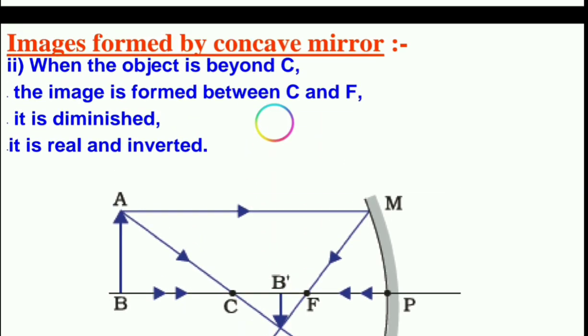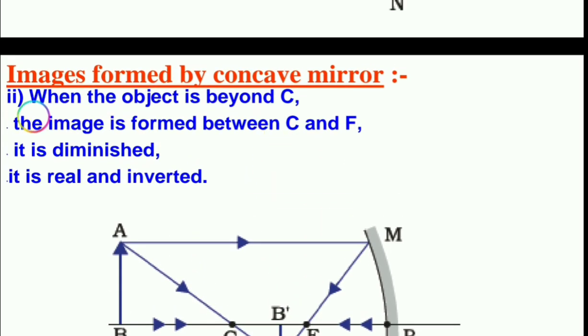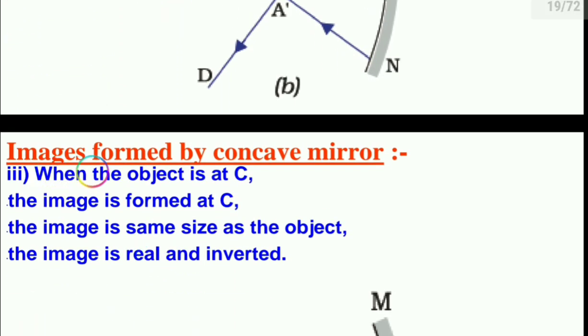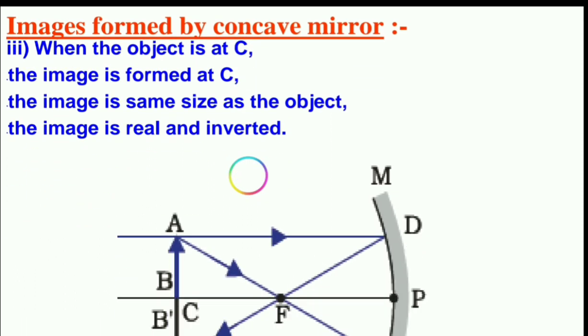What are the properties we get at the end? The image is formed between C and F. It is diminished. It is real and inverted. The third, when the object is at center of curvature.